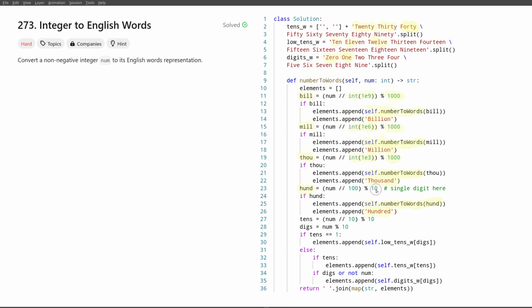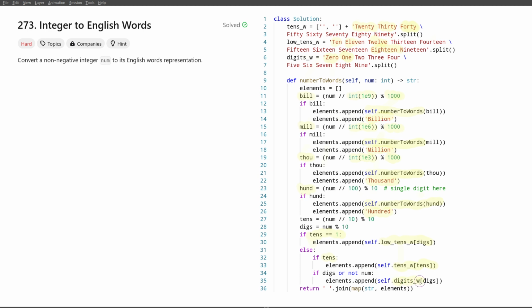And at the end, the only special case is that, as I mentioned, the tens digit being 1 means that the last digit is included in the name for that tens digit, so we just append this. So that would, for instance, be 18. Otherwise, we have to append the tens digit, of course, if it exists, if it's not 0. And also append the final digit.